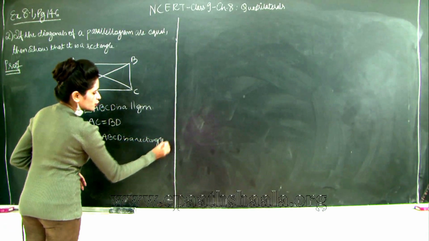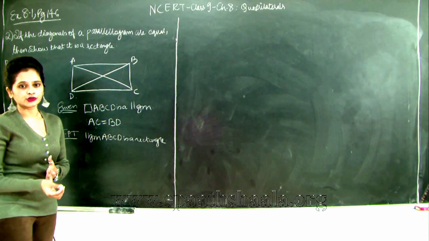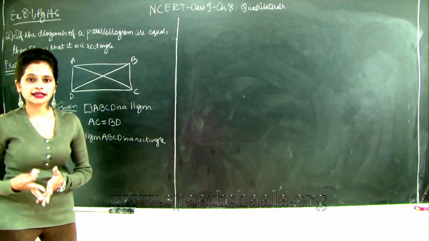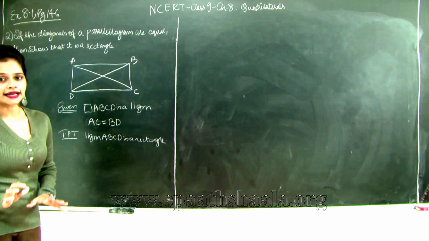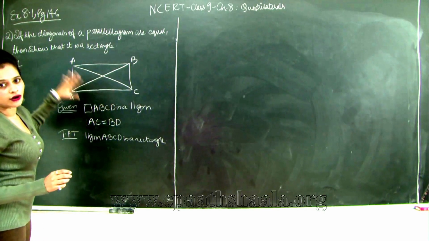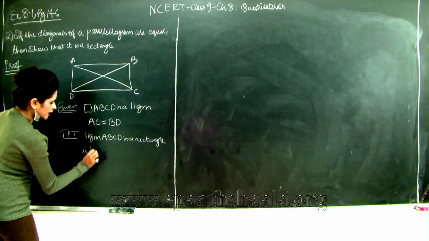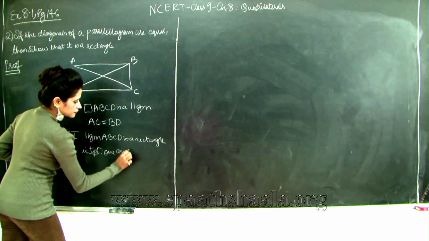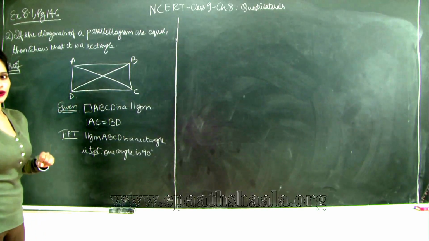So, in order to prove whether a parallelogram is a rectangle, what do we actually need to prove? Let us recollect our definition of rectangle, where we learned that a rectangle is a parallelogram in which one angle is 90 degrees. So, it is sufficient to prove that at least one of these angles is 90 degrees. That is, to prove that one angle is 90 degrees.